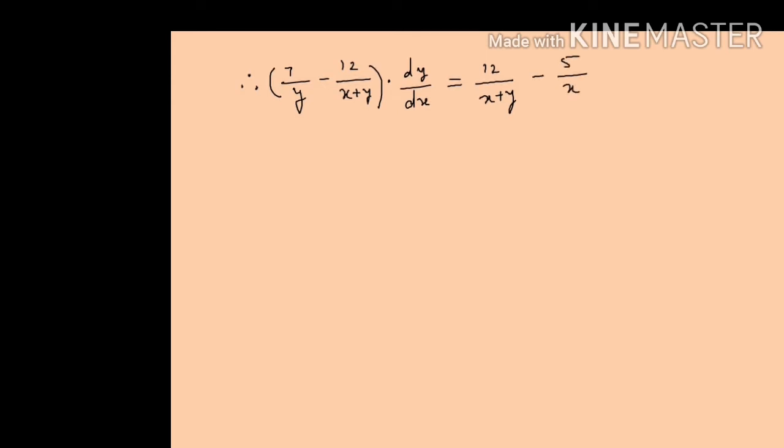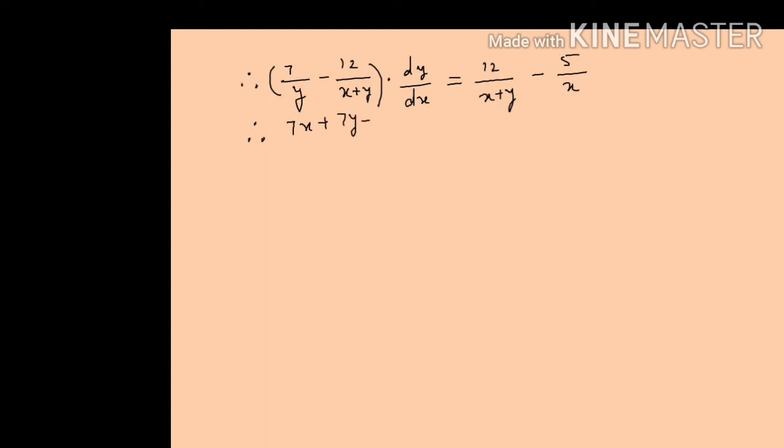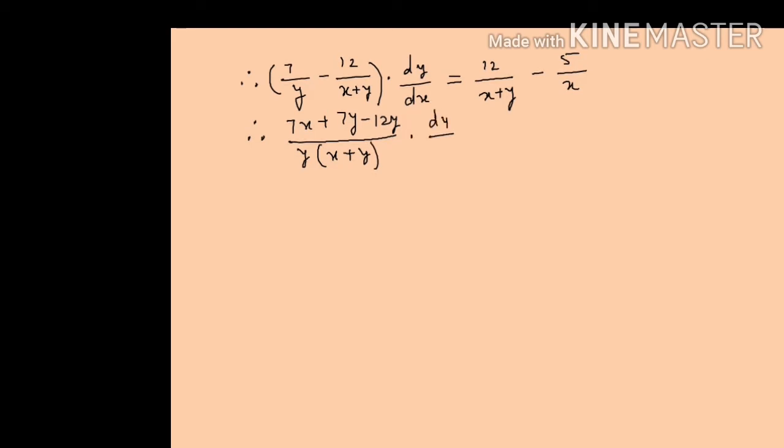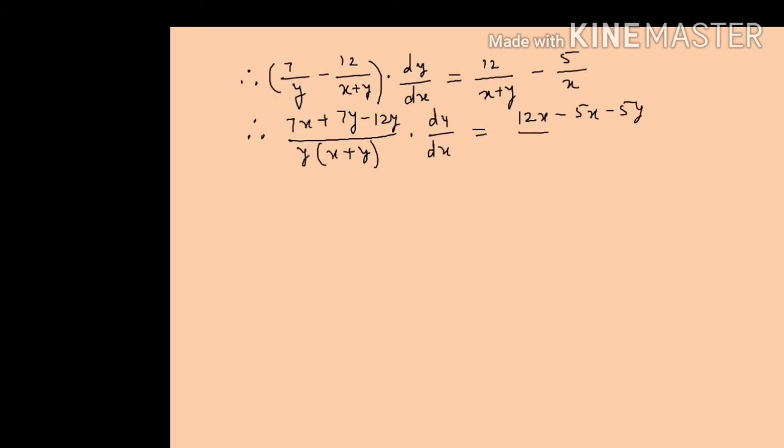Now let us simplify. So we get, therefore, now take the LCM. So cross multiply. You will get 7x plus 7y minus 12y upon y into x plus y into dy by dx is equal to 12x minus 5x minus 5y upon x into x plus y.